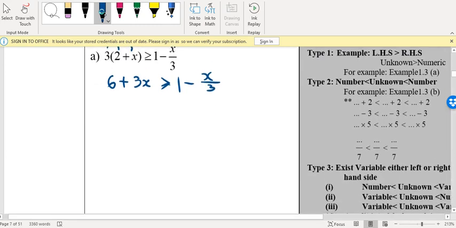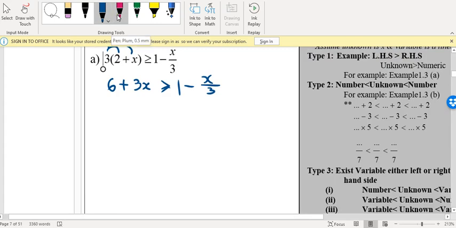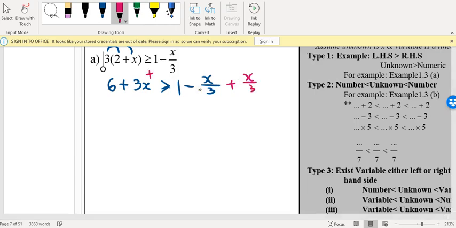Is that okay? As I mentioned, the numbers will always be on the right and the variable will be on the left. Yes, correct. I just use another color to keep it simple. To get rid of this, you need to add x over 3. See that? If you can see everything clearly, you can do it in one go. If you can't, just do it one by one. It's not a problem.